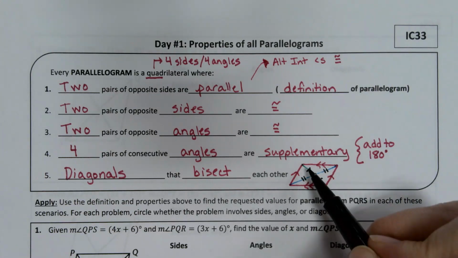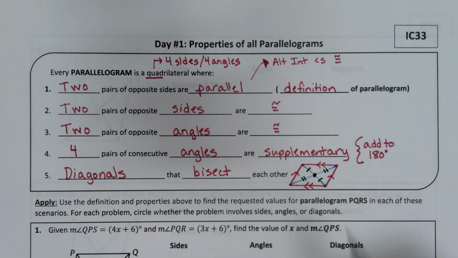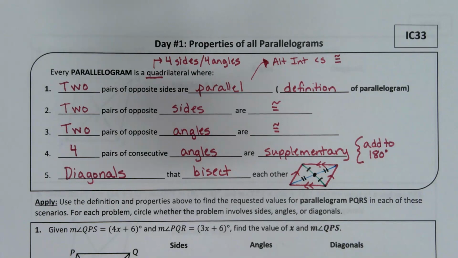So we don't get 4 little segments that are congruent. We just get 2 pairs of congruent segments thanks to that diagonals bisecting each other property. All right, that's all the facts, believe it or not, that we need to know about parallelograms in order to solve the problems that are going to show up on your Standard 8 assessment.